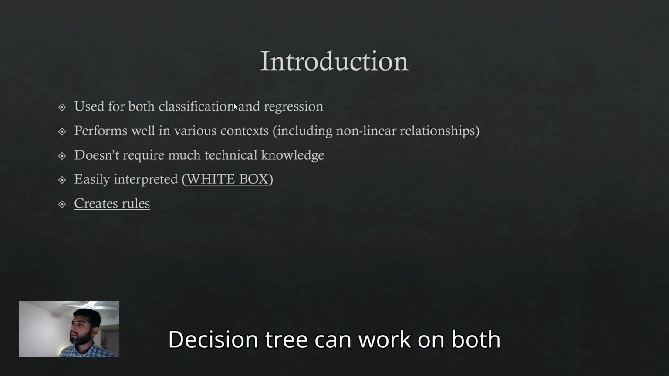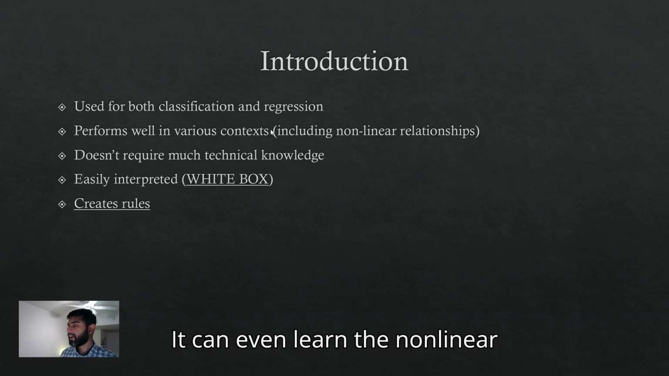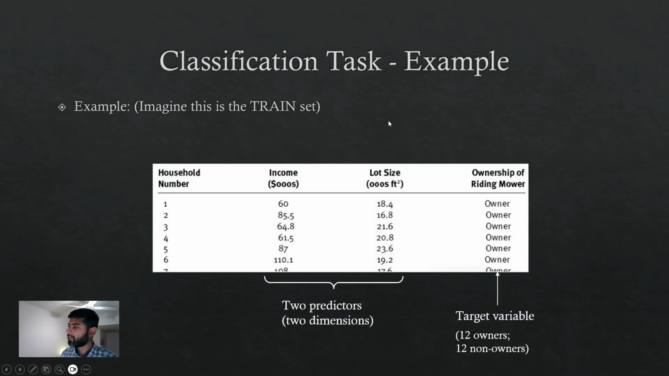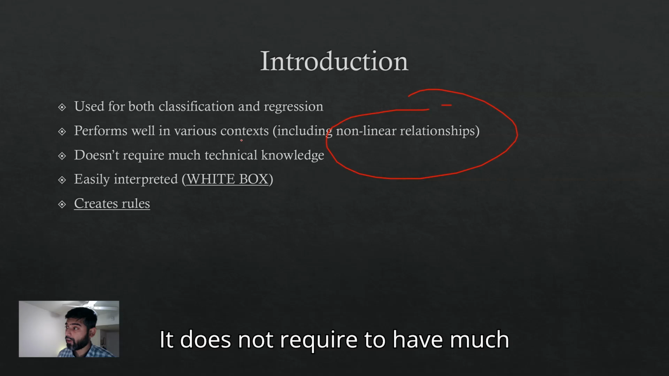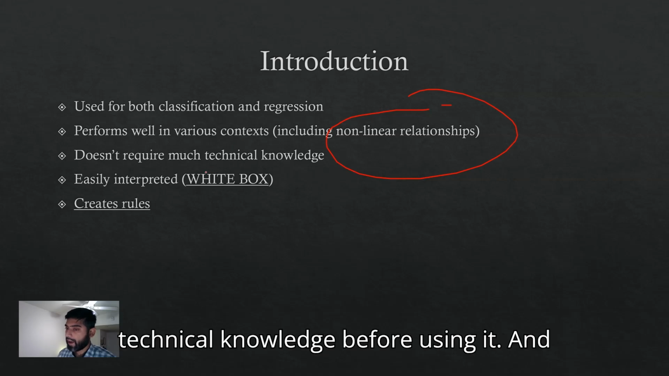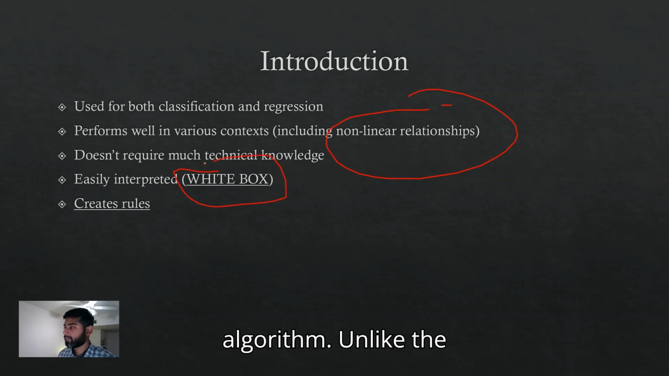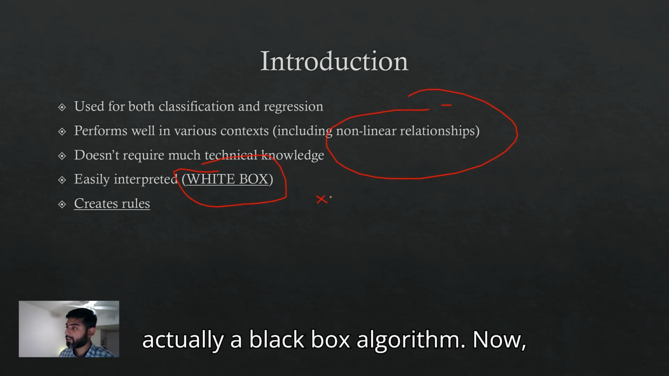Decision trees can work on both classification and regression datasets. They can even learn nonlinear relationships in the dataset. It does not require much technical knowledge before using it. And the most interesting part of this algorithm is that it's a white box algorithm, unlike the algorithm that ChatGPT uses, which is actually a black box algorithm.